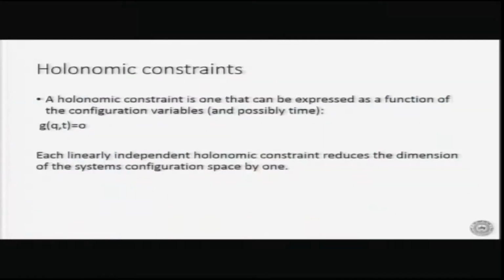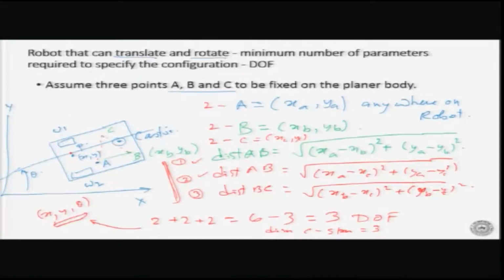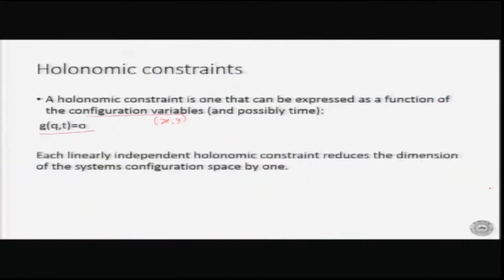Now, this kind of constraint is called holonomic constraints, and these constraints are a function of the configuration variables. So, we can write it in this form: g(q(t)) = 0. This is a holonomic constraint, this is also a holonomic constraint. These are constraints that are expressed as a function of the configuration variables, and time also could be there, and they are written of the form g(q, t) = 0.